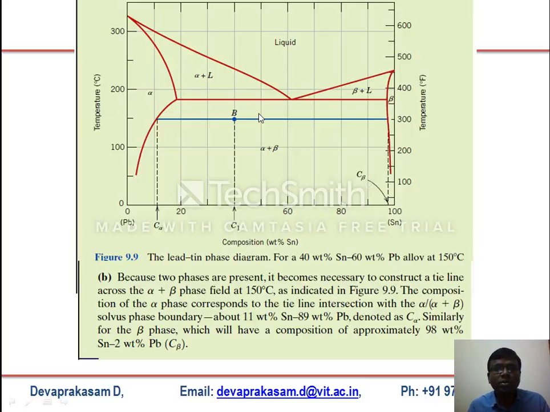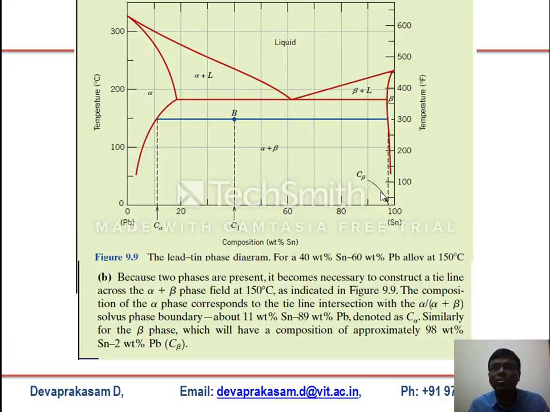So now you draw a tie line. This is called a tie line, a horizontal line parallel to the x-axis, which intersects this point, and you extend this line to both sides. So it will intersect at C alpha, that is near the alpha phase, and also C beta, that is where it intersects the beta phase. So now we draw the tie line, identify C alpha and identify C beta. C1 we already know.